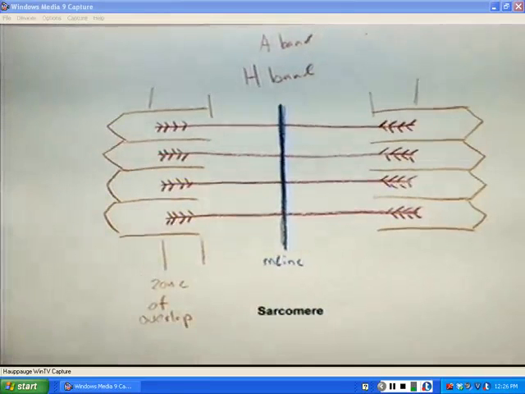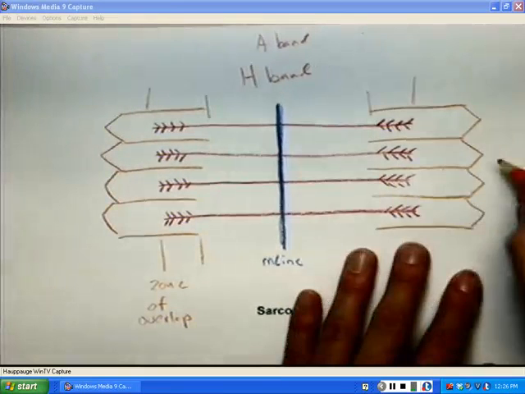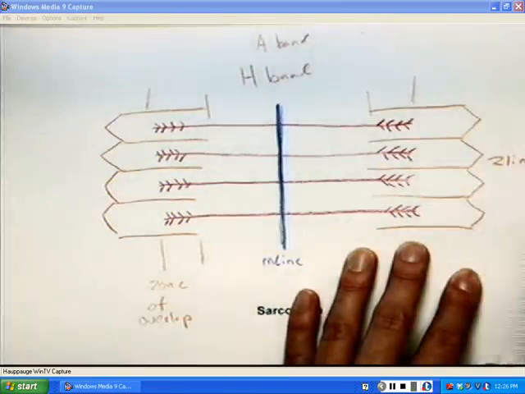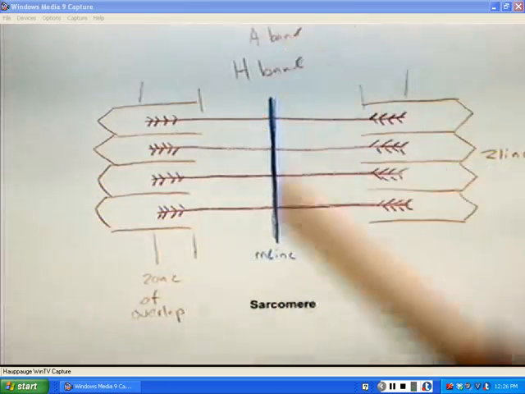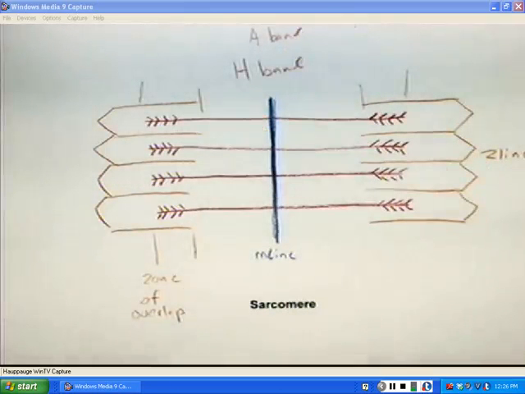Now, just as a reminder of how to draw that out: the M line, the Z line on the other side, the A band, the H band, the M line. The questions I want you to be able to answer about this are particularly what kind of fibers make up each part. Be able to draw this from memory on your exams, and you can get your replacement points for that.